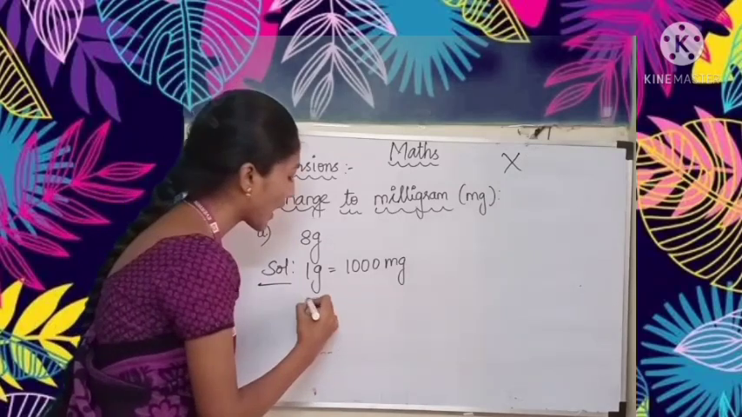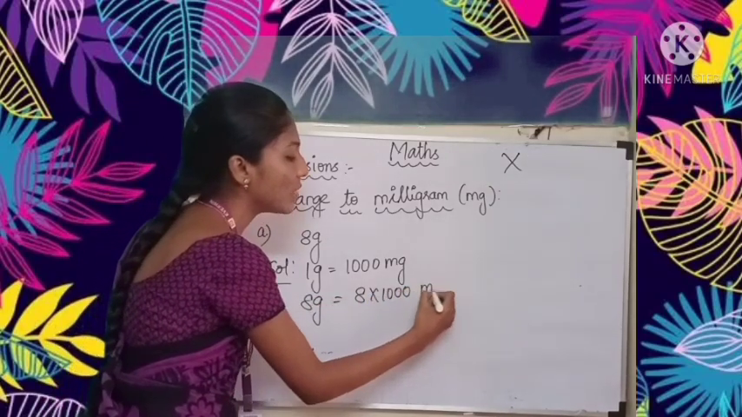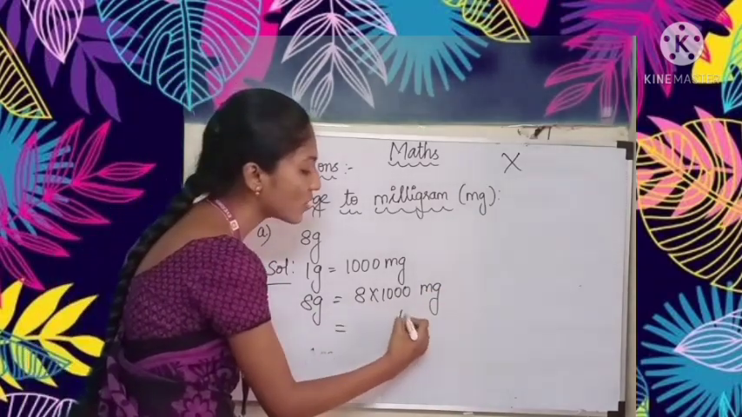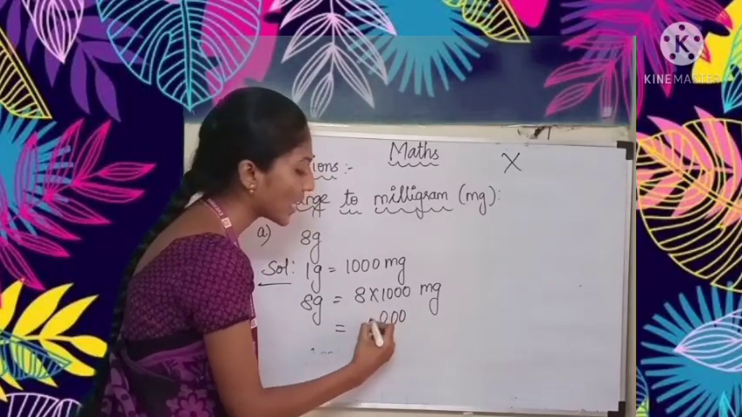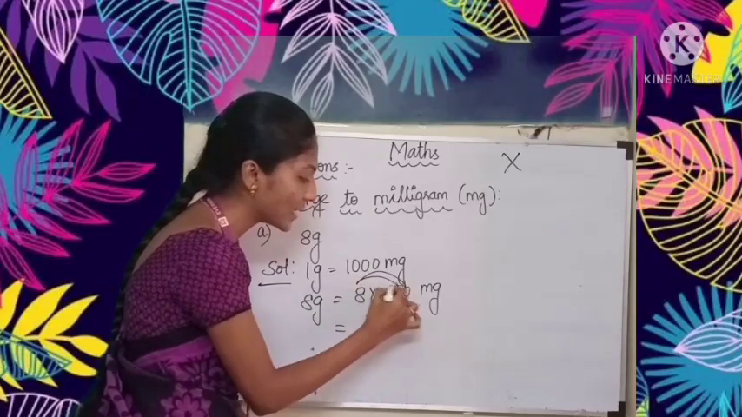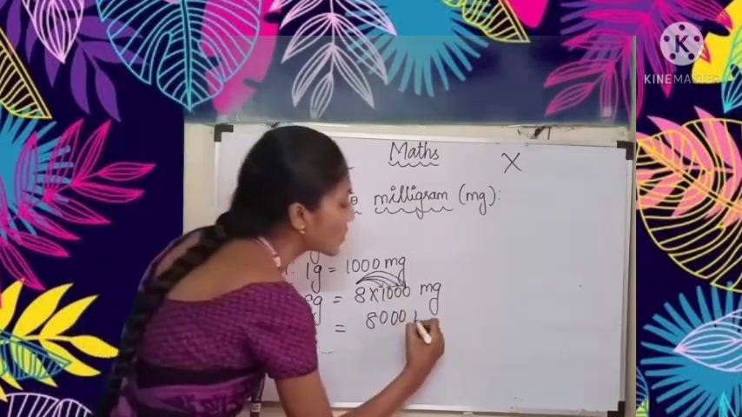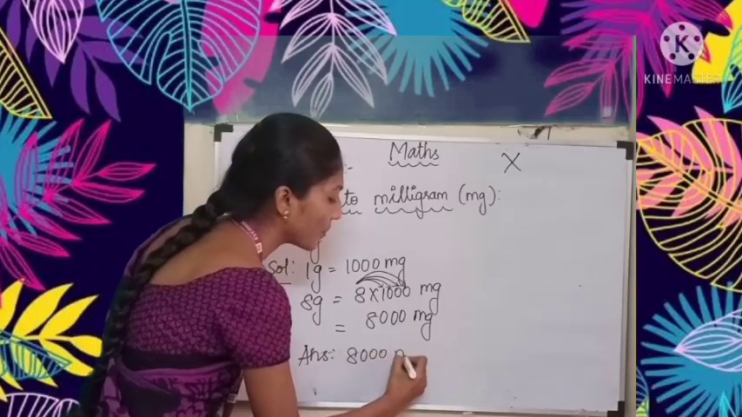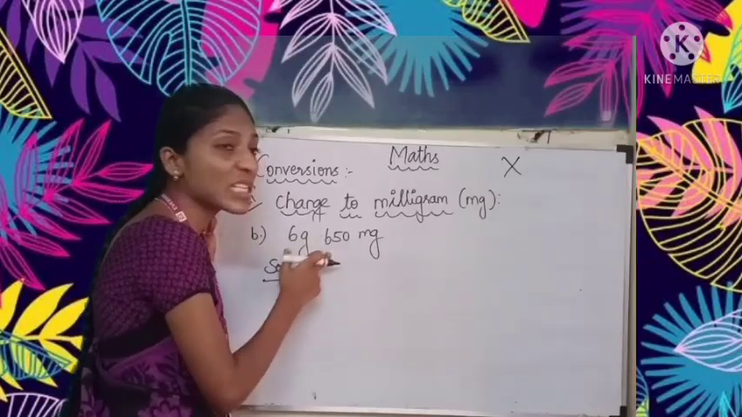Here it is given 8 gram. So 8 gram is equal to 8 into 1000 milligram. So 8 into 0, 0, 0. 8 ones are 8. You need to start from the ones place, next tens place, hundreds place, thousands place. So 8000 milligram. The answer is 8000 milligram. Clear, children? Yes. The next question, 6 gram 650 milligram.